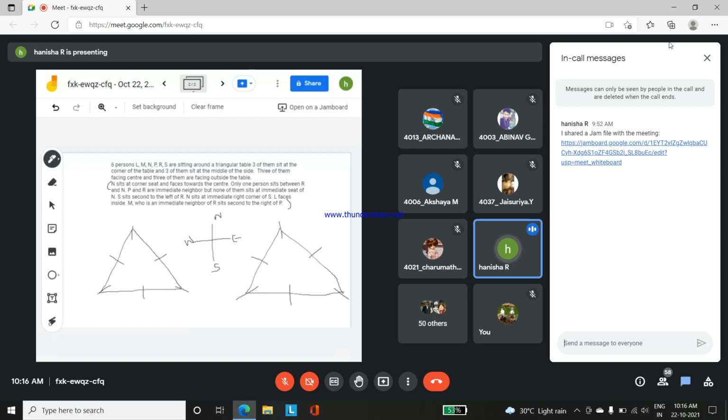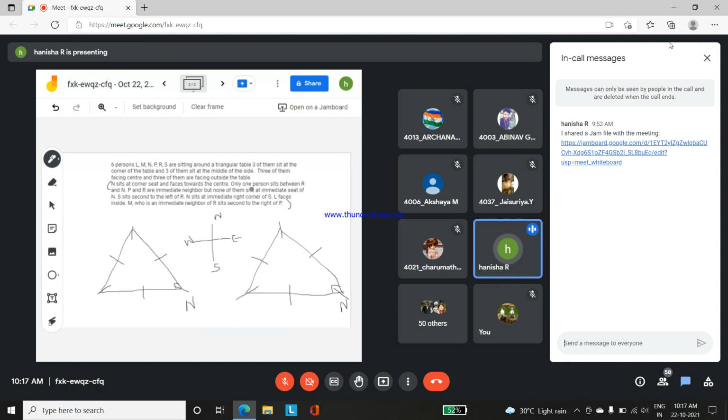They have given very clearly that at any one of the corners you will have N and they will face the center. So I'm taking N over here, and since they have said facing center, I'm marking the direction. In this case also I'm taking N over here, because it is one corner, the corner does not matter. So taking N over here and facing the center.